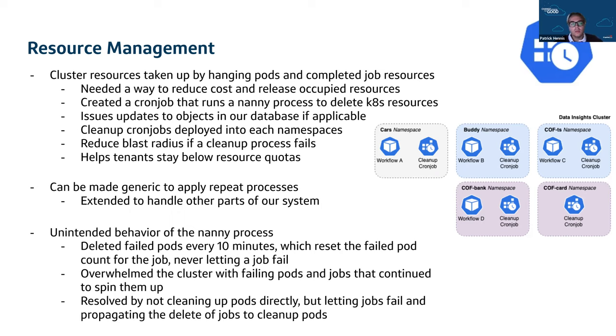Using Kubernetes cron jobs, we have a job schedule that checks multiple criteria, such as logs of a pod, to determine if a workflow is still running. The job terminates resources in our cluster and then issues status updates to our database, if applicable. To reduce the load on these cleanup processes, we deploy a cleanup cron job in each of our tenant namespaces. This also helps reduce the blast radius if one cleanup job fails, rather than one cleanup job handling the entire cluster. This also helps tenants stay within their resource quotas. This nanny process that handles jobs and pods has been generalized to handle other parts of our system as well.